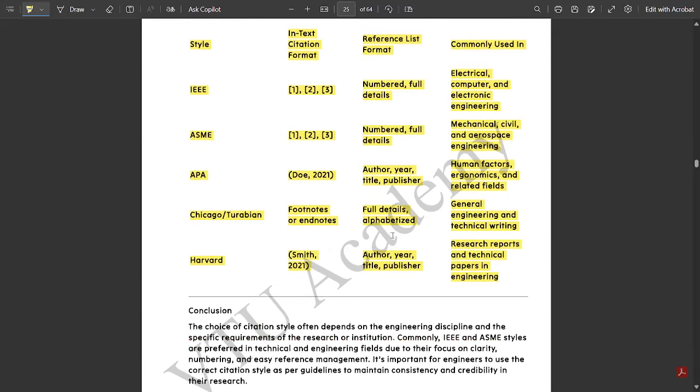So that's all. This was all about the module 2 model paper solutions. In the next video, let us discuss the module 3 solutions. So stay tuned for that.